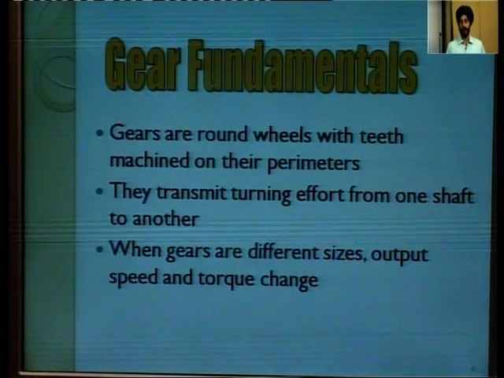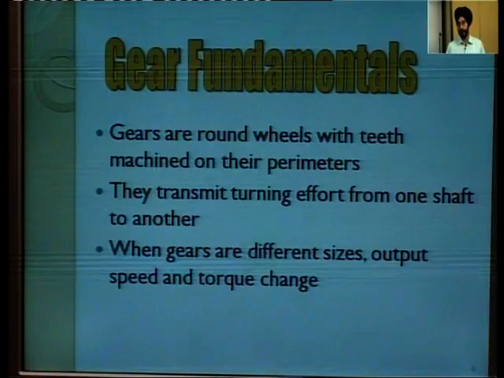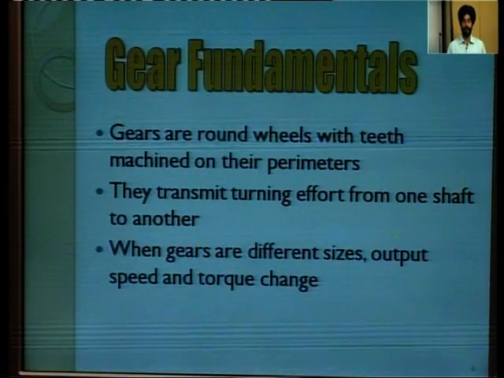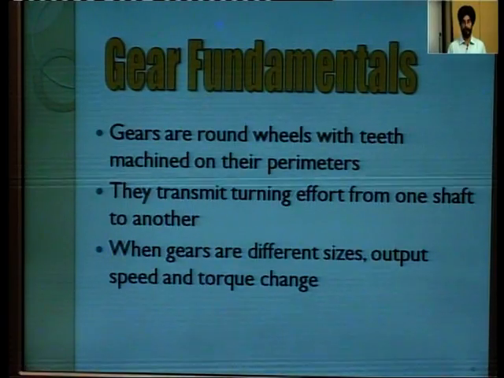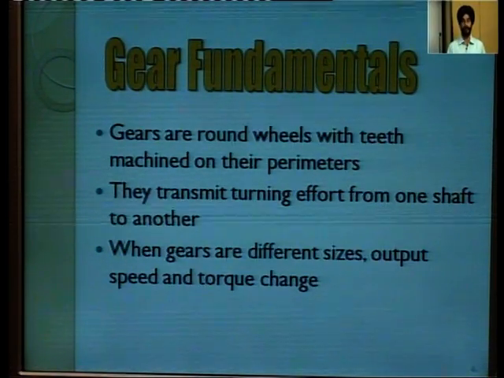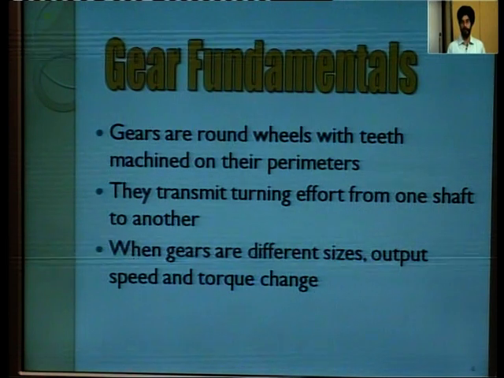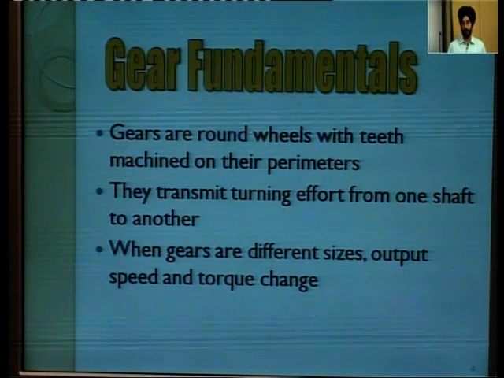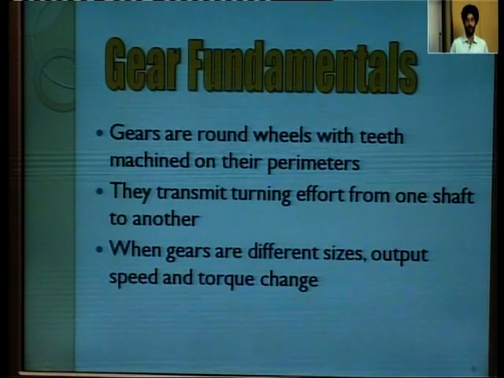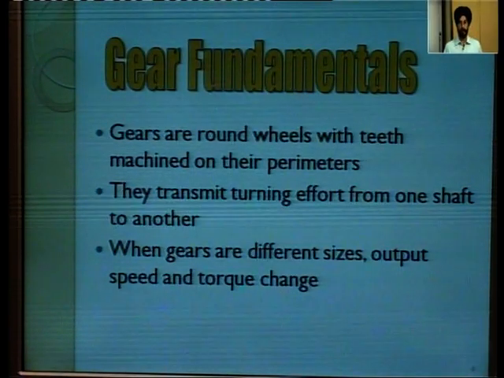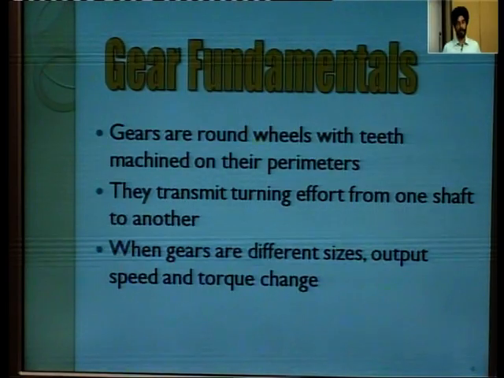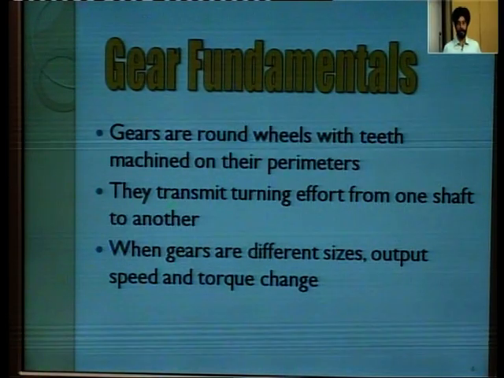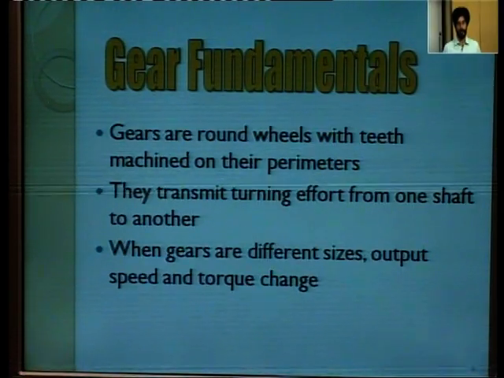Next, the main component is the gearbox, and in gearbox we have gears. First we will learn the gear fundamentals. What are gears? Gears are round wheels with teeth machined on their perimeter surface. They transmit turning effort from one shaft to another. When gears are of different sizes, output speed and torque change.